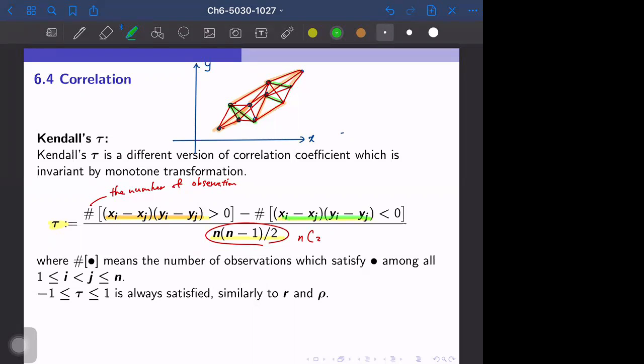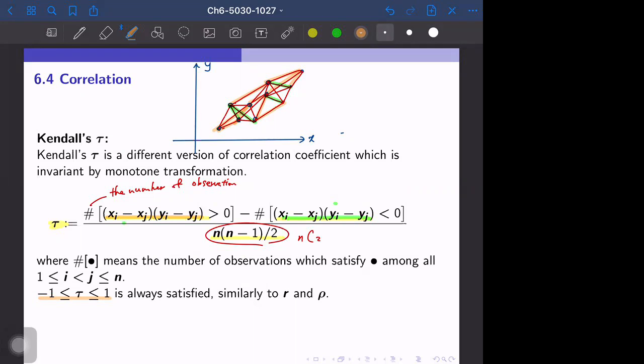And the total number of combinations, the total number of pairs, is n times n minus 1 over 2. So if everything satisfies the first condition, then tau is 1. If everything satisfies this second condition, then tau is negative 1. So the tau is between positive 1 and negative 1. Yeah, so this is the definition for tau.